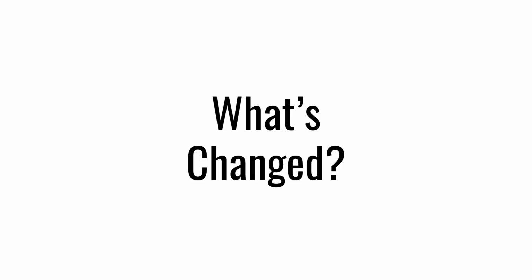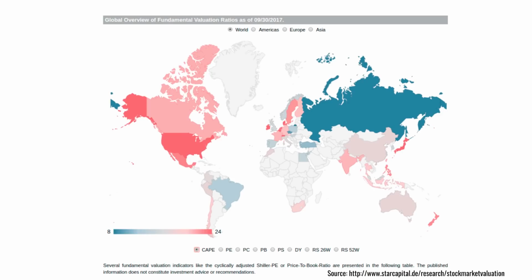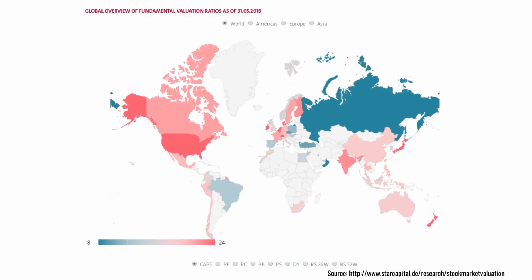Let's look at what's changed since the last time I changed my portfolio. Here's a comparison of how expensive the equity markets are across the globe. This is using the CAPE measure, which is the cyclically adjusted price to earnings ratio, and you can see that the UK is blue, which means that it's fairly cheap, and the US is red, which means that it's expensive. And that was one of the reasons why I chose not to buy US equity in 2017. In 2018, the US was still expensive and the UK was still cheap. And in 2019, the picture is pretty much the same.